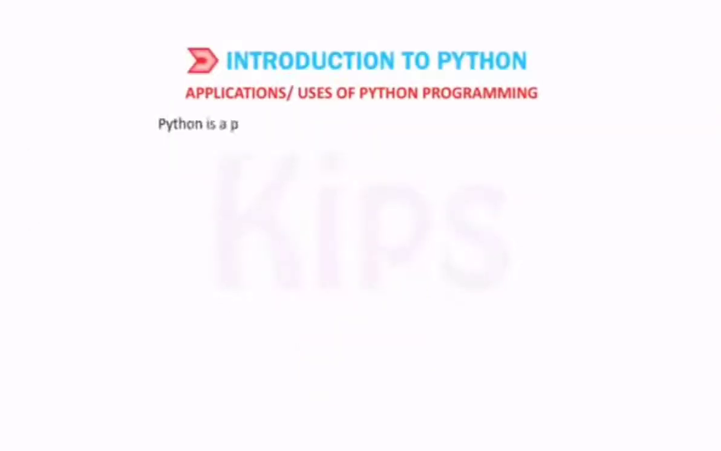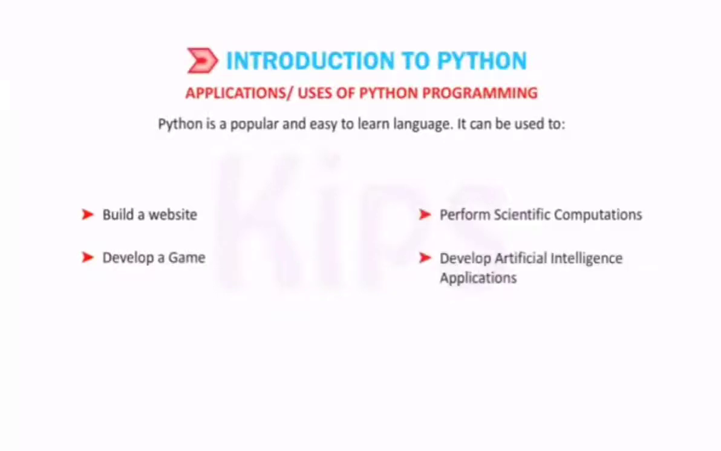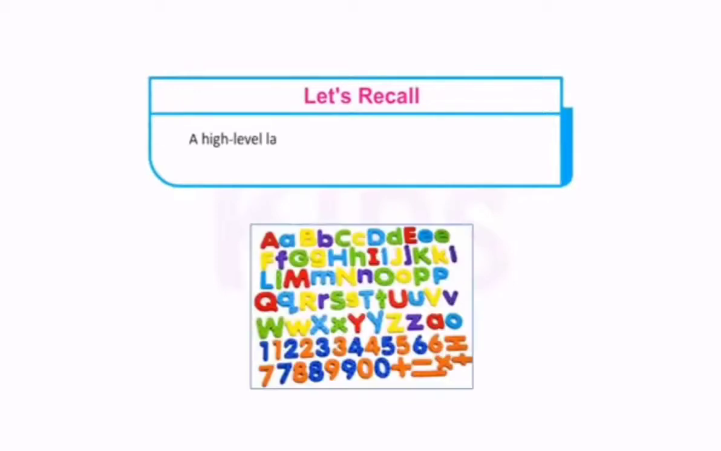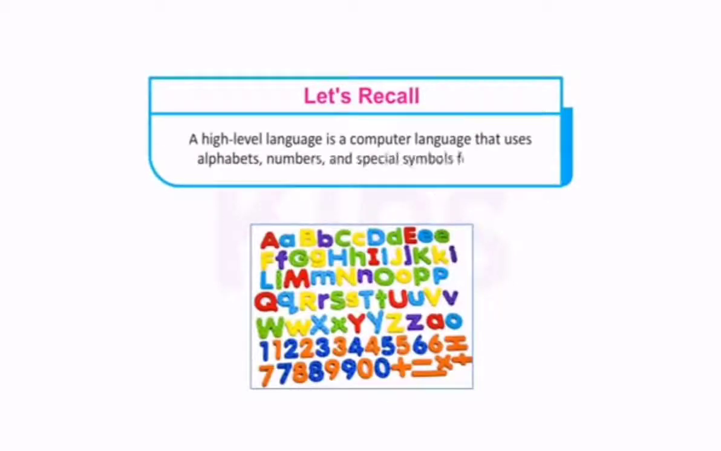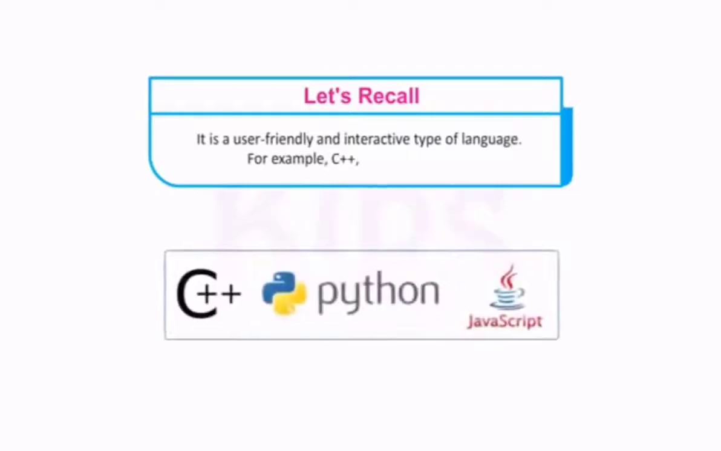Applications or uses of Python programming. Python is a popular and easy to learn language. It can be used to build a website, develop a game, perform scientific computations, develop artificial intelligence applications, program robots. Let's recall. A high-level language is a computer language that uses alphabets, numbers and special symbols for coding. It is a user-friendly and interactive type of language. For example, C++, Python, Java, etc.